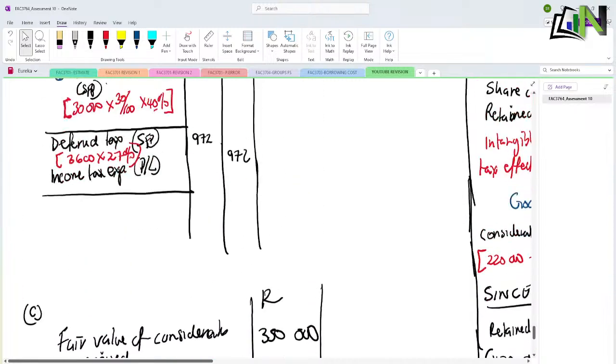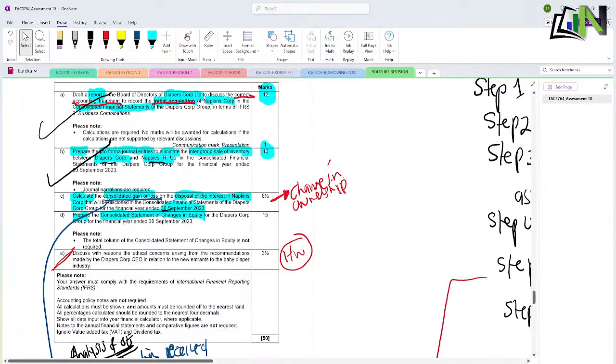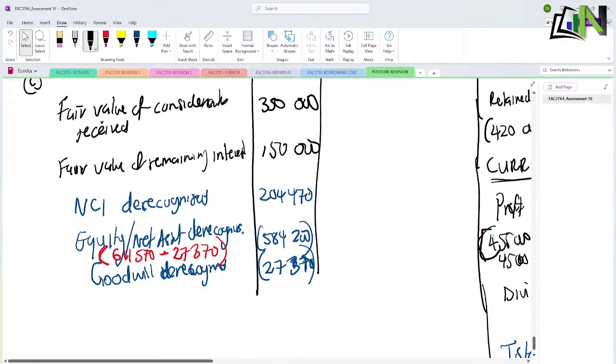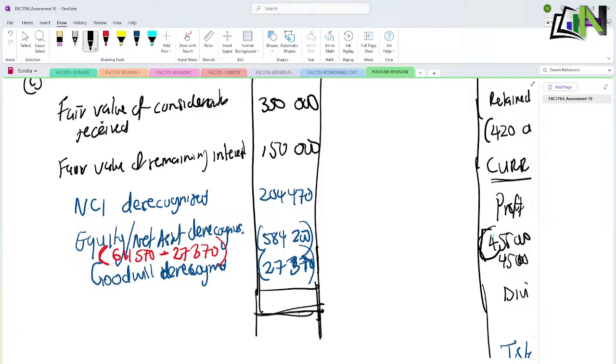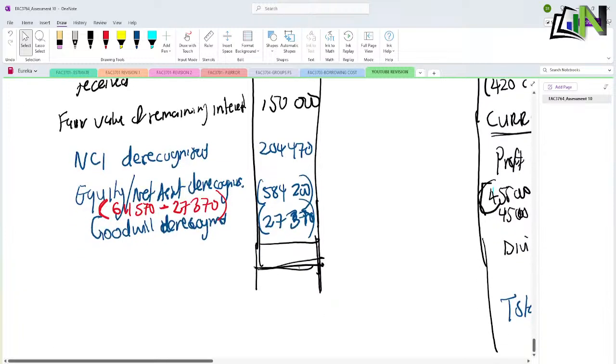These two are gonna be minus, and from there we can calculate that gain or loss, depending on if it's positive it's a gain, if it's negative it's a loss. Then we'll be able to calculate the gain or loss on disposal. So let's find the total. It's the fair value that I received plus the fair value of what is remaining plus the NCI that is being derecognized, then minus the total equity, minus the deferred, not deferred tax, goodwill.